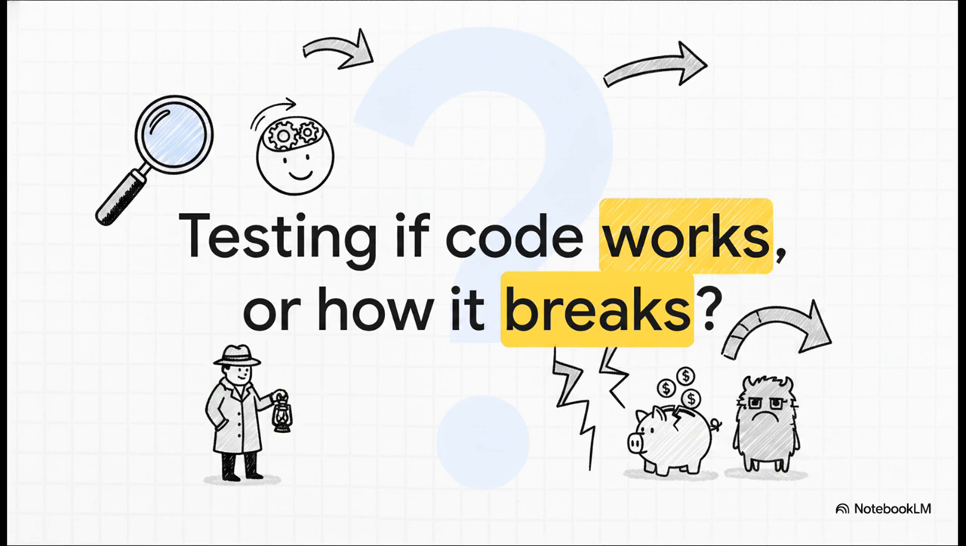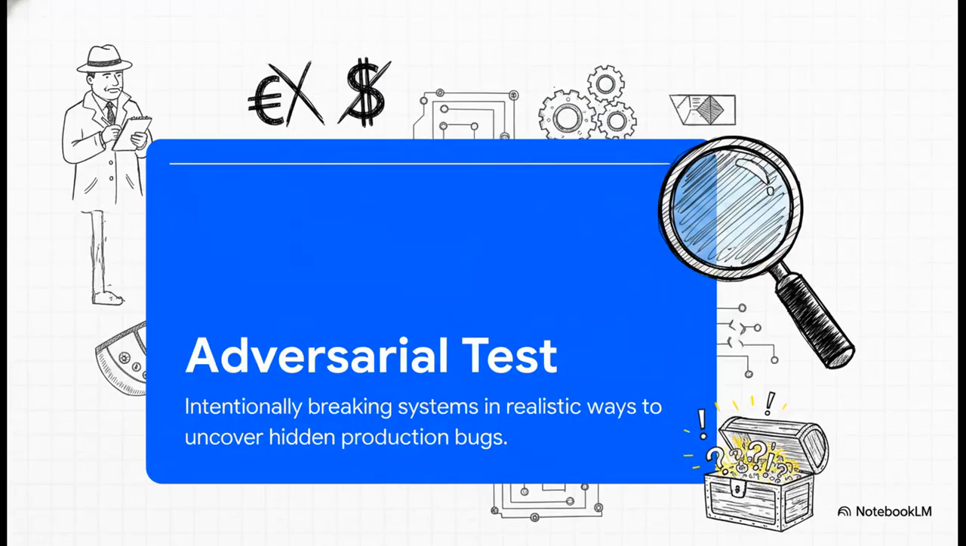We need a completely different mindset. While normal testing tries to prove that the code does what it was built to do, we need to prove what happens when everything goes completely, catastrophically wrong. And that's where adversarial testing comes in.